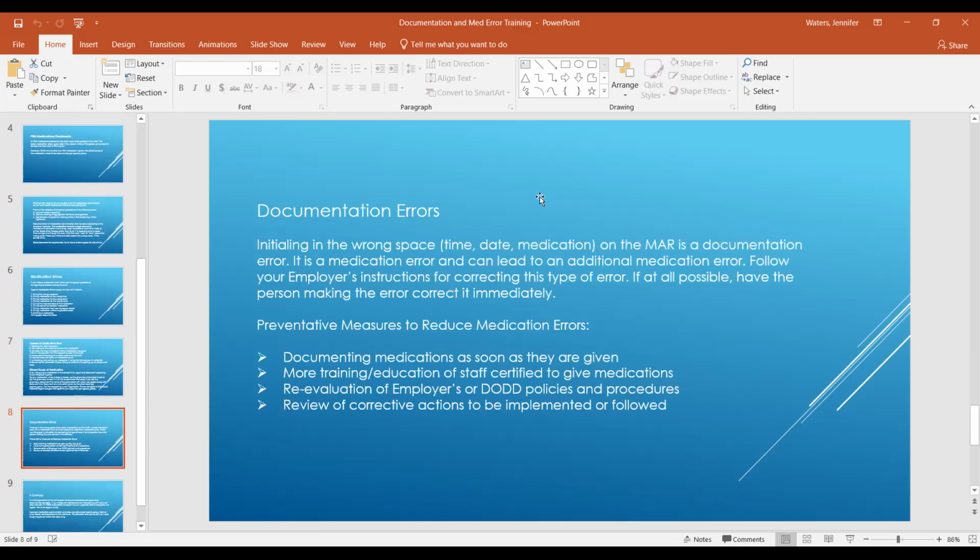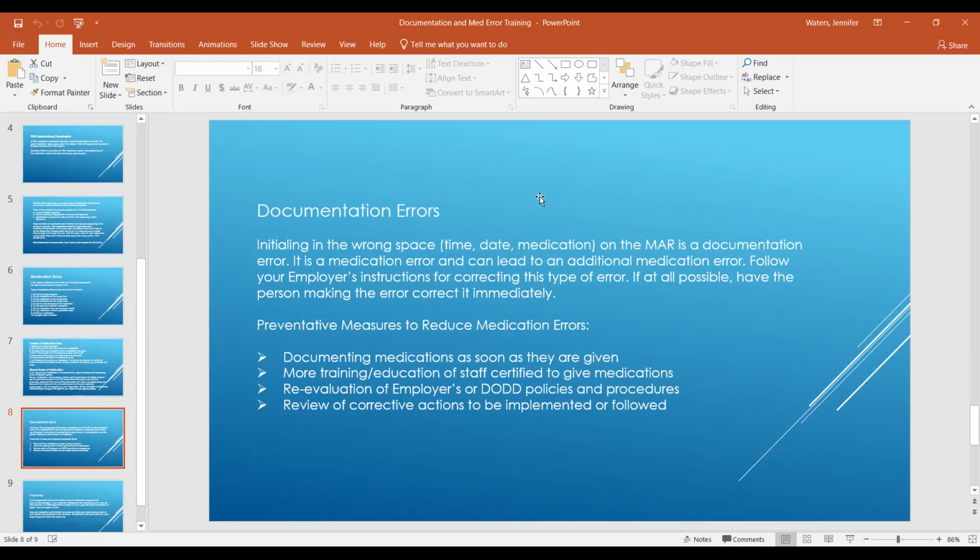Documentation errors. Initialing in the wrong space, the time and date, and the medication on the MAR is a documentation error. That is a medication error and can lead to additional medication errors. Follow your employer's instructions for correcting this type of error. And if at all possible, have the person making the error correct it immediately.